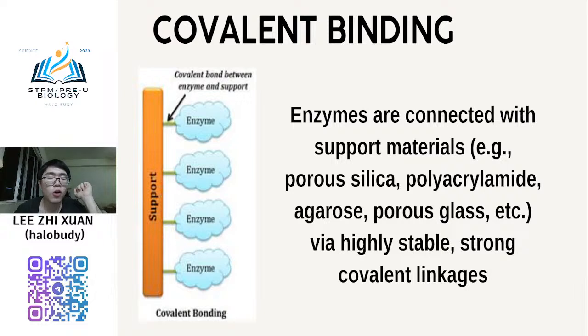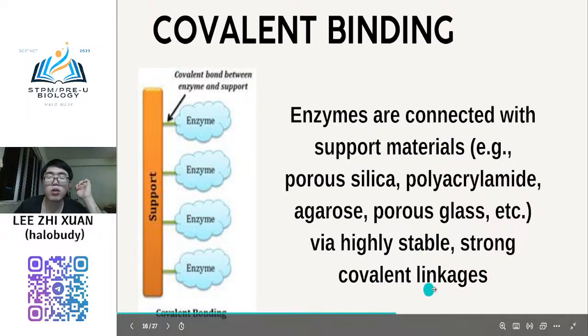Another one is covalent binding. If you refer to it, covalent bind. The enzyme is covalently bonded to the support material. So there is a strong covalent bond here. Compared to adsorption, although it also contains a bond, that bond is very weak and easily broken. But this one is stronger, so it is not easily broken down. The enzyme is connected with the support material by a highly stable, strong covalent bond.